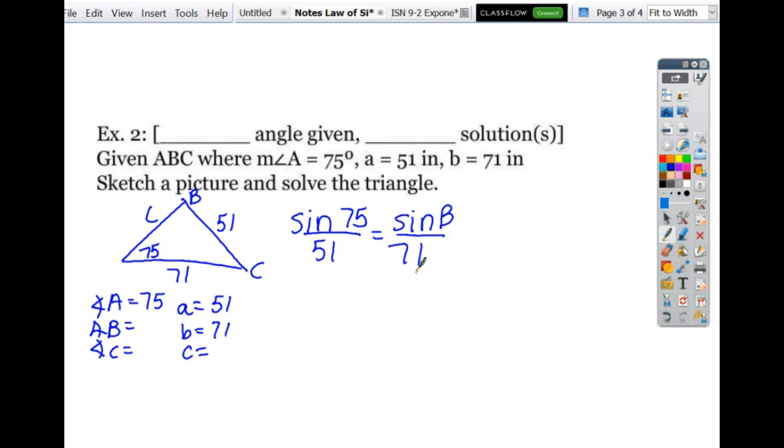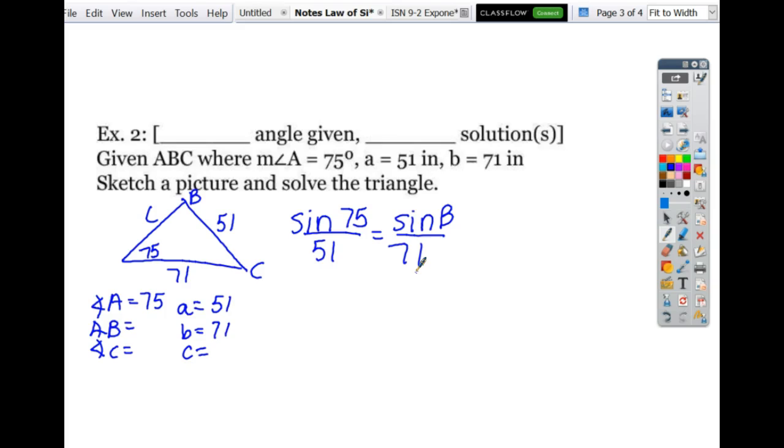So what do I type in? Cross multiply. I don't know how to store stuff on here. Times 71 and divide by 51. I got 4,700. No.